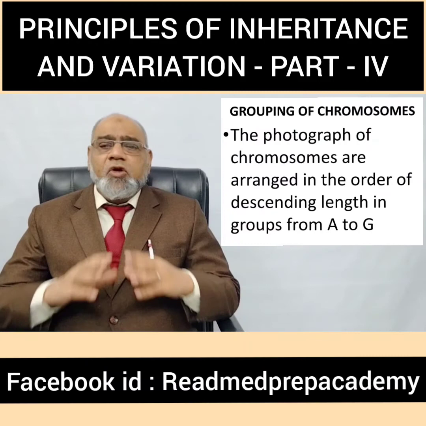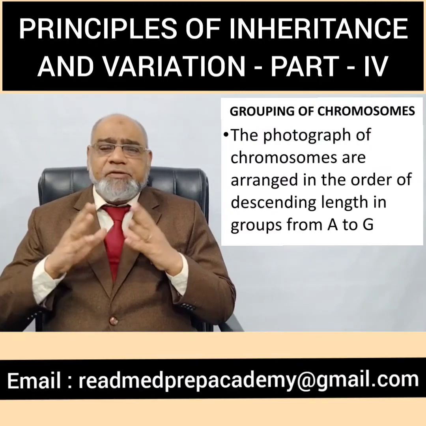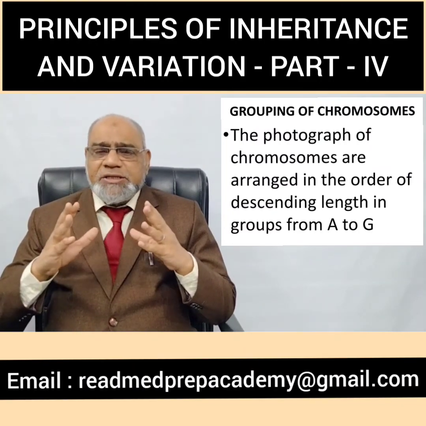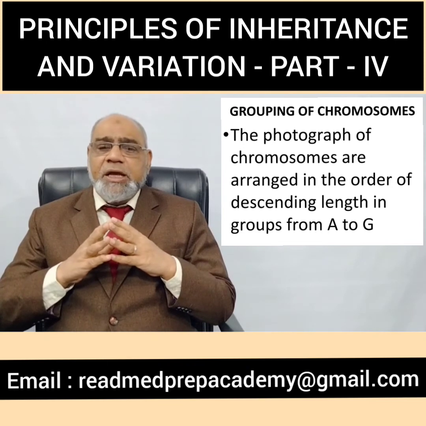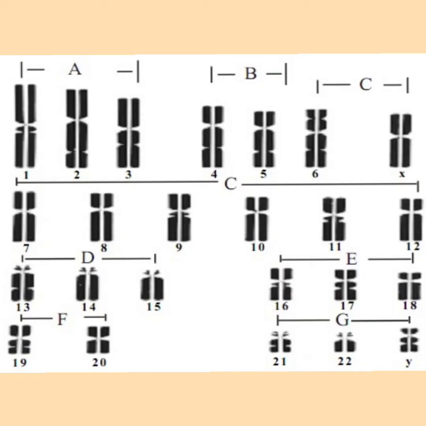center. Grouping of chromosomes. The photographs of chromosomes are arranged in the order of descending length in groups from A to G. You can see that 1, 2, 3 are A chromosomes, 4, 5 are B chromosomes, and 6 to 12 are C chromosomes. And 13, 14, 15 are D chromosomes, 16, 17, 18 are E chromosomes, 19, 20 are F chromosomes, and 21, 22 and the Y chromosome are the G chromosomes.